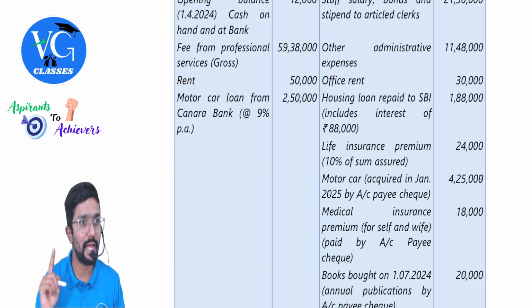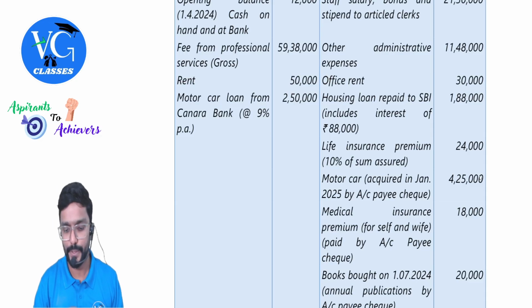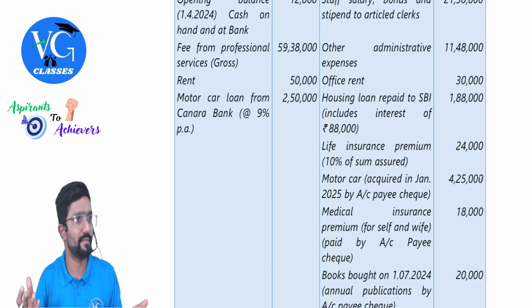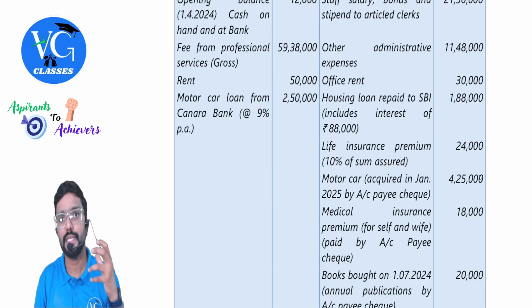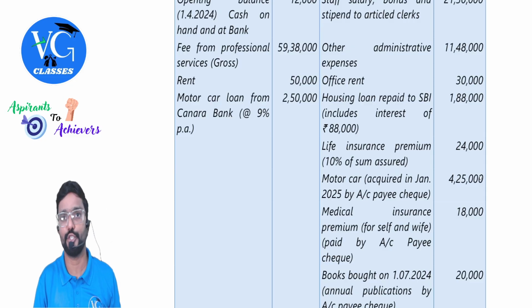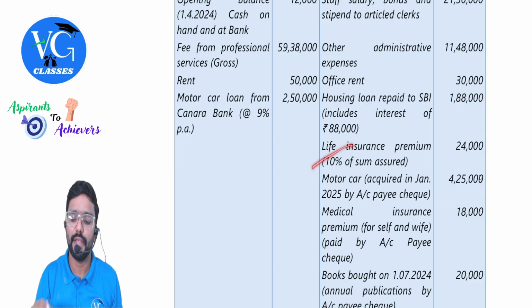Here the rent is also there, which means he will have income from house property. Life insurance premium, 24,000, is 10% of the sum assured, which means it is within the limit. As the policy is taken today, what is the maximum premium allowed as deduction? 10% of the sum assured. Clear? Here they have given the 80C deduction.